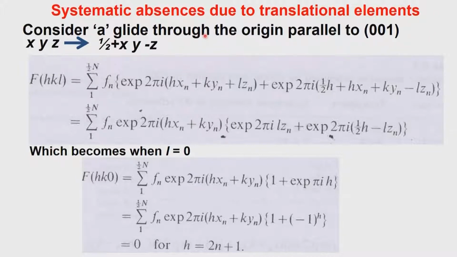So, if there is an A glide which is now in any of the directions associated with x, y, z, suppose there is a glide which goes through the origin and is parallel to 0, 0, 1, the z axis, then every point x, y, z will give rise to a half plus x, y and z bar. So, that means the A glide operation takes the point x, y, z to half plus x, y, z bar, and if we operate again on this one, the A glide will go back to that. So, that is the group which we are considering.